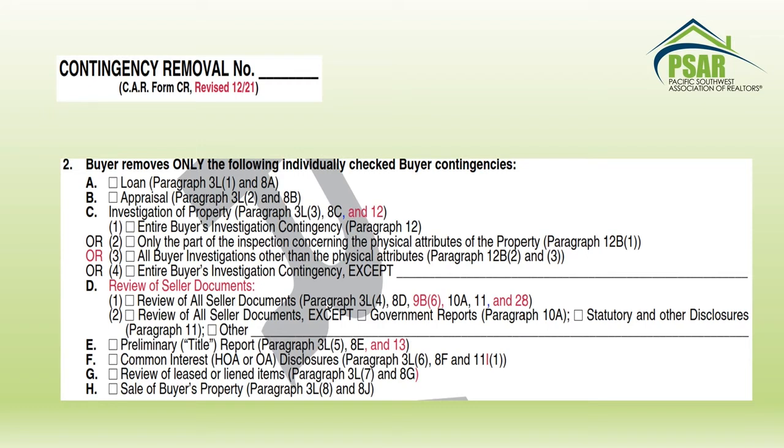Okay. Review of seller documents. Maybe there's something that they haven't given to us and we're still waiting on that. Look, I'll remove certain things, but at the end of the day, you haven't given it to me. I'm not going to remove the rest of it. I didn't get a title report. I'm still waiting on my HOA docs. Any of those things. Leased or review of leased or liened items. That's going to be an interesting one. One of the things you have to think about on that is any of our solar stuff. Okay.